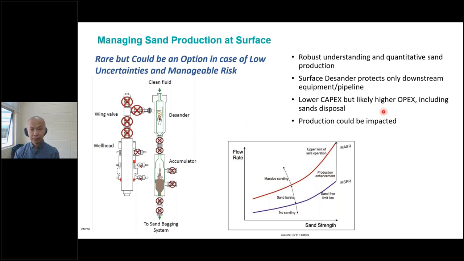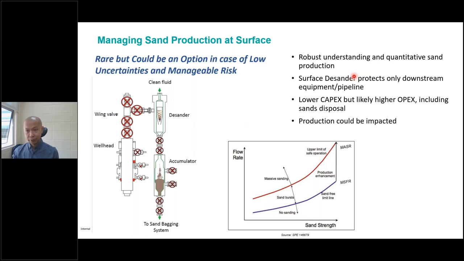That's one thing. Second is when you decide to handle sand at the surface, definitely you need something to catch the sand on the surface. Yeah. You need to catch the sand. So in this case, probably you have a surface desander. But the surface desander, that equipment that you use to catch the sand, even if it works, it can only protect anything downstream of it.